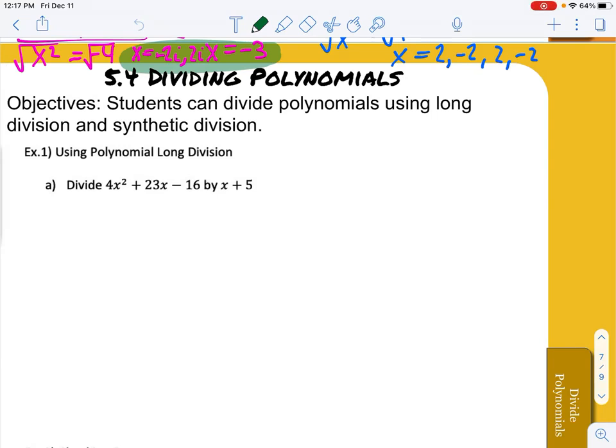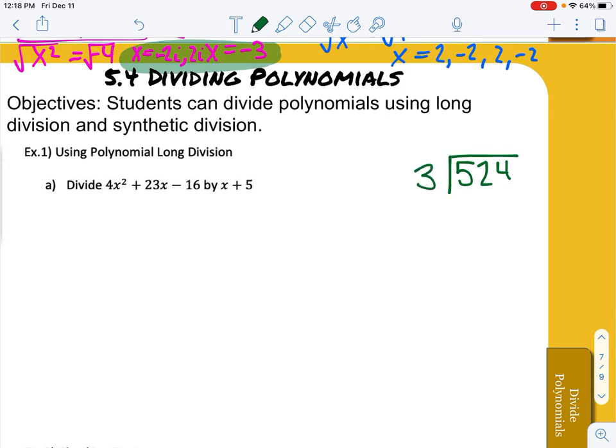Hello, today we are going to be covering 5.4, dividing polynomials. You guys will be able to divide polynomials using long division and synthetic division. So using polynomial long division, this is very similar to normal long division. Maybe we should go ahead and do a quick review of normal long division.